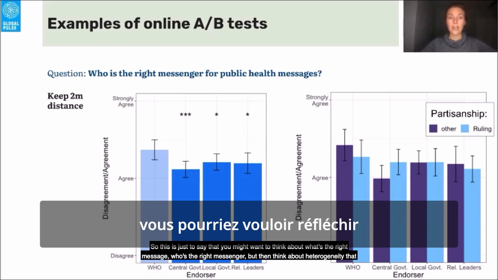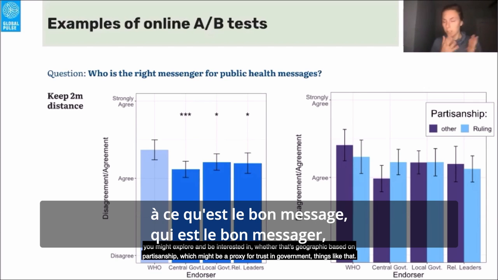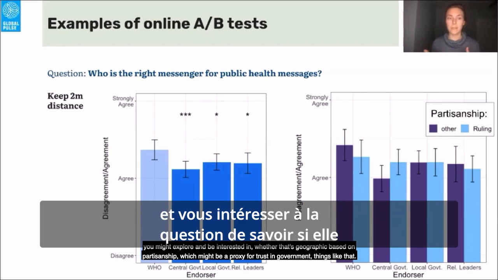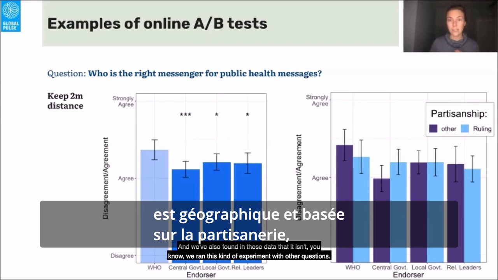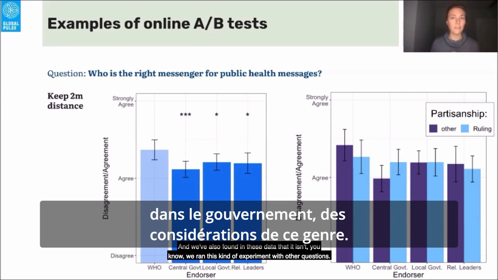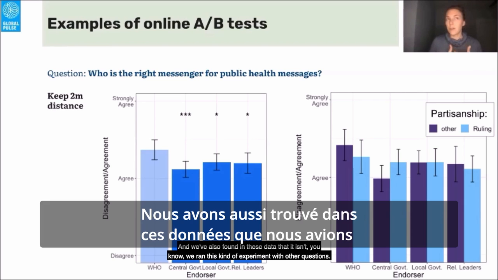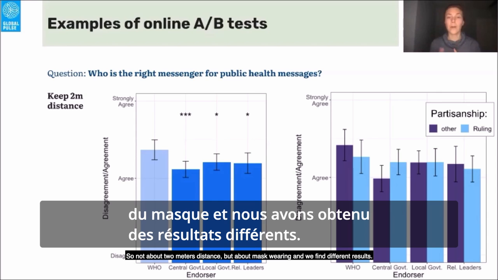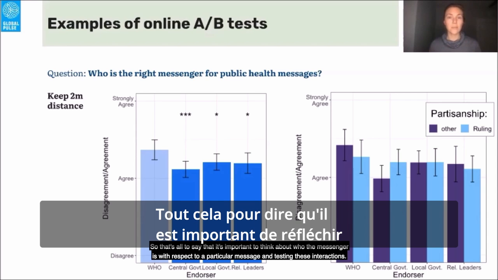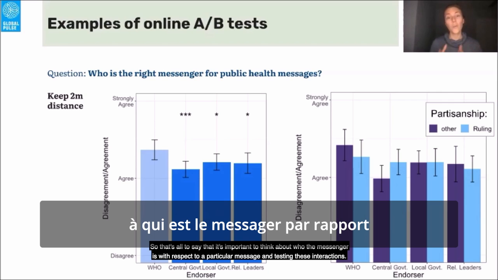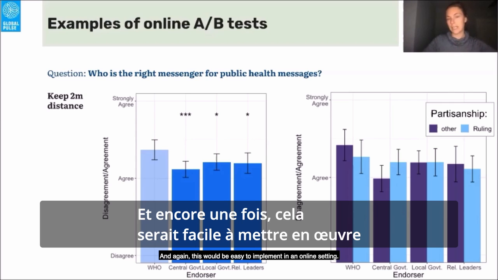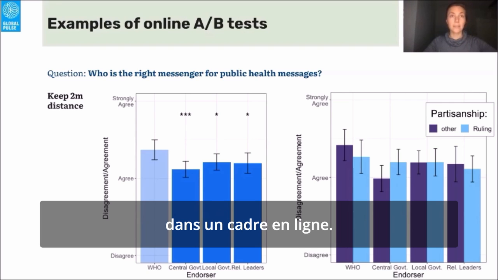So this is just to say that you might want to think about what's the right message, who's the right messenger, but then think about heterogeneity that you might explore and be interested in, whether that's geographic, based on partisanship, which might be a proxy for trust in government, things like that. And we've also found in these data, we ran this kind of experiment with other questions, so not about 2 meters distance, but about mask wearing, and we find different results. So that's all to say that it's important to think about who the messenger is with respect to a particular message and testing these interactions. And again, this would be easy to implement in an online setting.